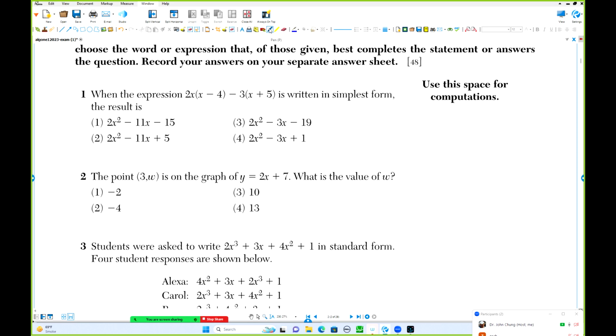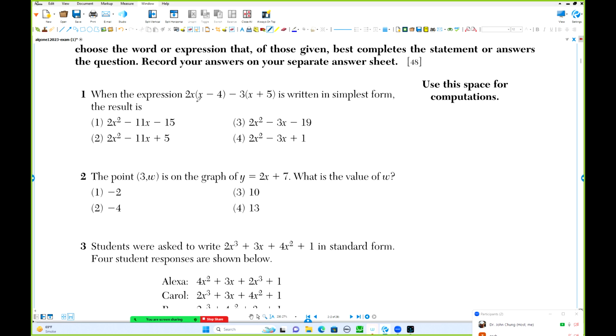All right, 2023. So we have polynomial expressions in simplest form. What is that? There are no like terms, and also it should be in descending order, which is the standard form. Okay, that is a simplification.